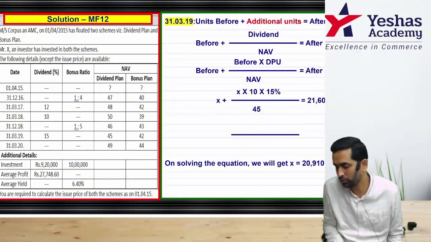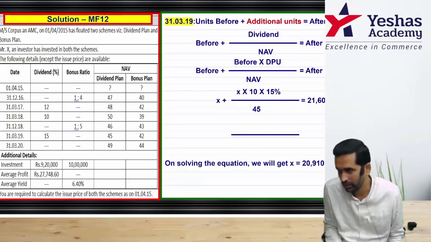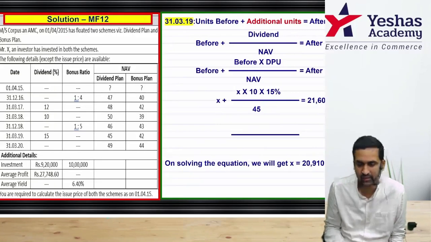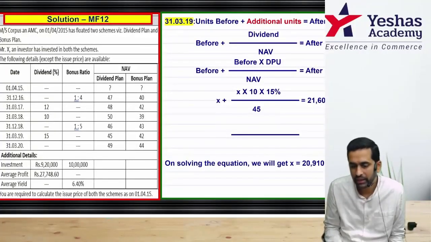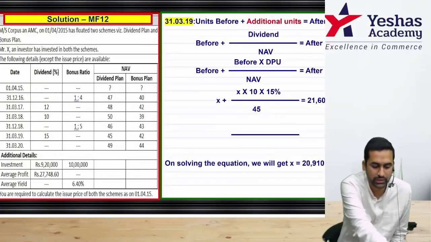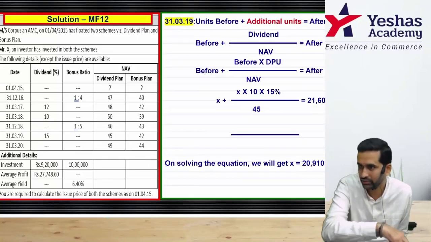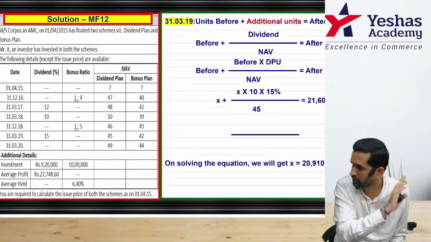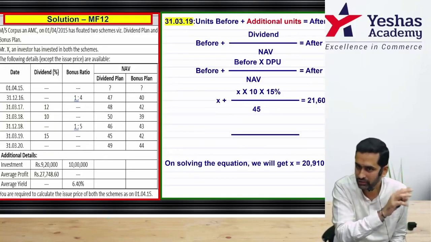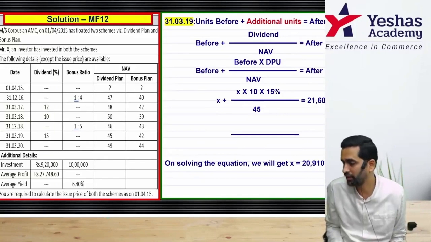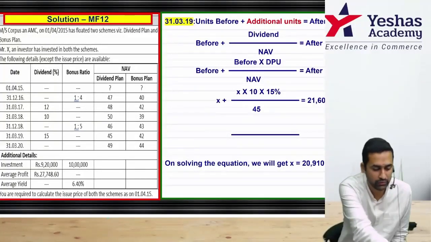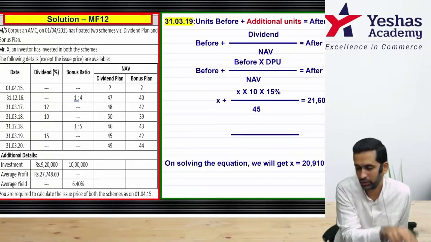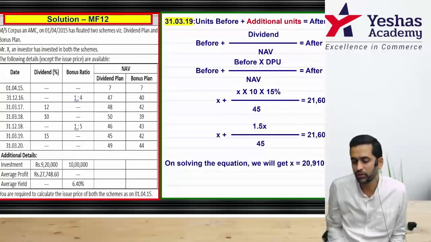Now which number do we know? 21607 we know. How many units we had before, we do not know. Keep it as X. Now understand the equation. X plus X into 10 into 15%. 15 I'm taking because we are doing reverse working. We have to come from the bottom. 10 can be taken as face value. That assumption is okay, but NAV can't be 10. Face value can be 10. So X into 10 into 15% by 45. 45 is the NAV rate on that day, 45 rupee. Now you'll have to solve an equation.